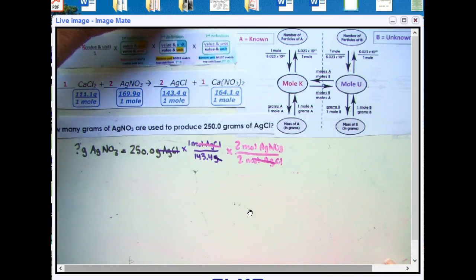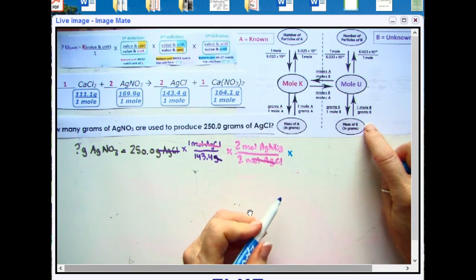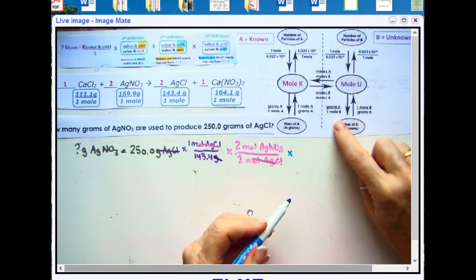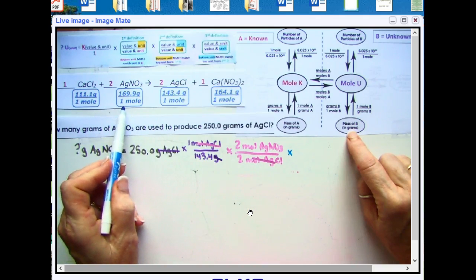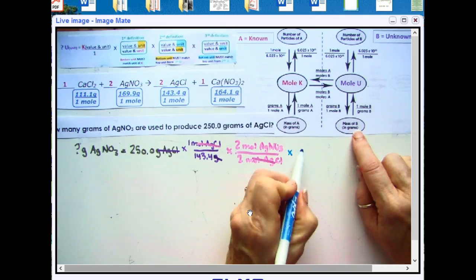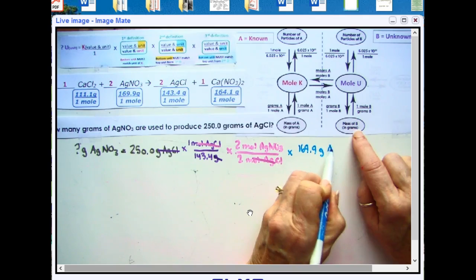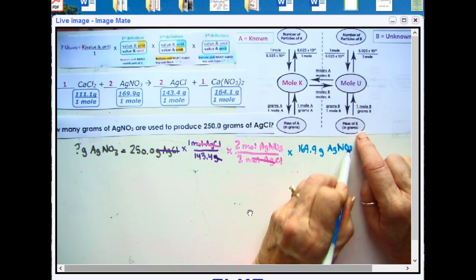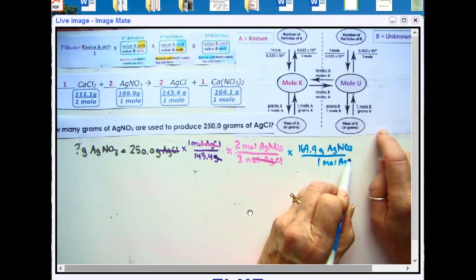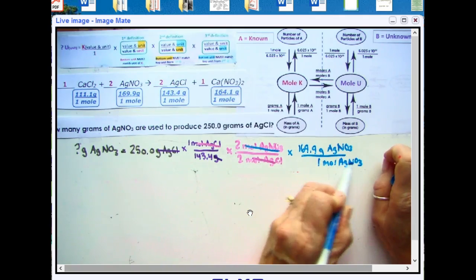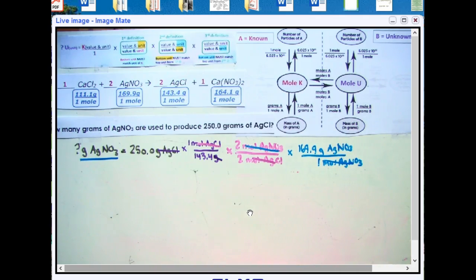And then the last portion is going to go from moles of the unknown down to mass of the unknown. And when we follow the arrow down, it tells us to use the molar mass of the unknown, which is AgNO3. But now it has grams over moles, so we're going to do 169.9 grams of AgNO3 divided by 1 mole of AgNO3. Notice these cancel, and we have grams of AgNO3 on the top.